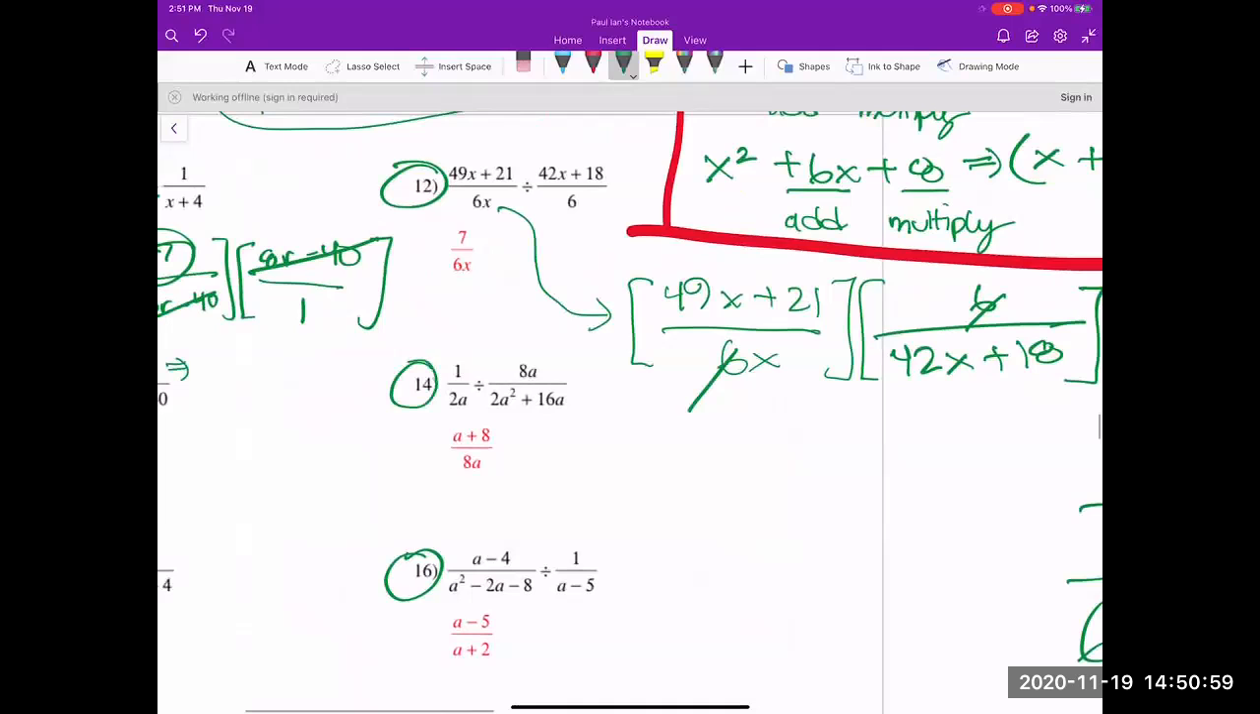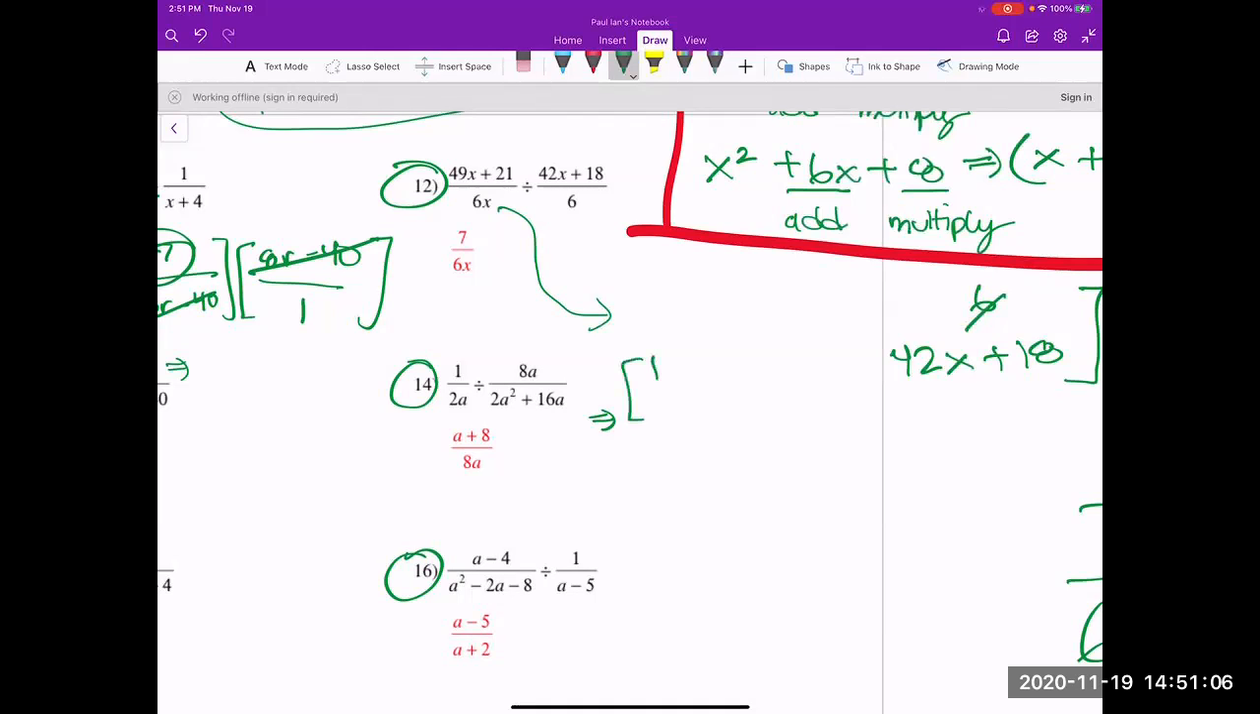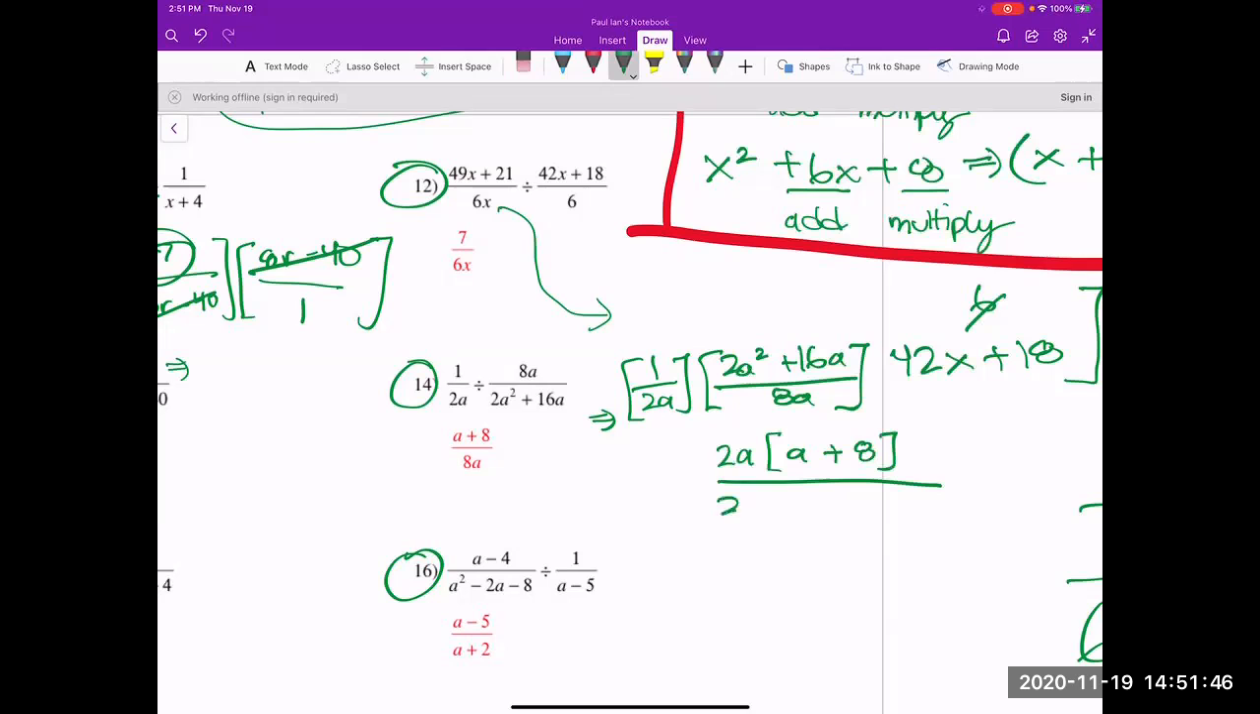So 14. So for this one, you do the same thing. Times it by a flip. So it's going to be 2a squared plus 16a over 8a. Okay. What's the first thing that you would do, maybe? Can you cross out 2a? Yeah. 2a is the thing that you can actually take out. Let me just see. From the top, you have 2a, right? If you divide it out by 2a, you're going to get a plus 8, right? Yeah. And then the bottom, if you have 2a, what do you get?